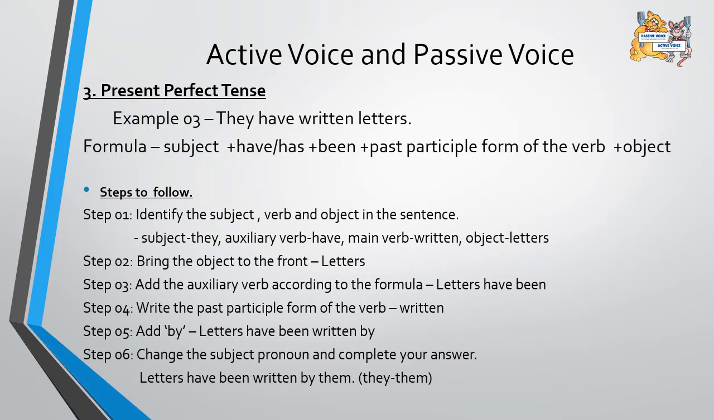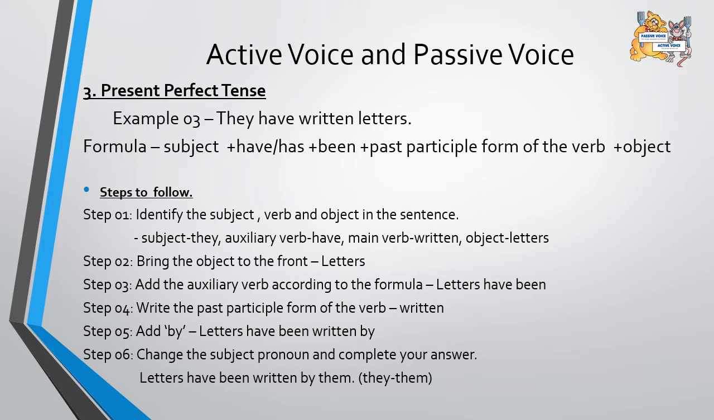Step 1. Identify the subject, verb and object in the sentence. The subject is they, the auxiliary verb is have, the main verb is written, the object is letters. Step 2. Bring the object to the front, that is letters. Step 3. Add the auxiliary verb according to the formula. Here the object letters is plural, so we select the auxiliary verb have plus been from the formula.